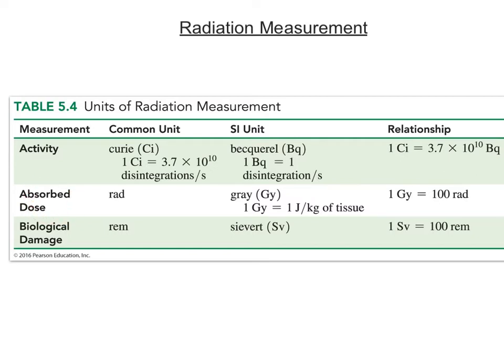The absorbed dose describes the amount of radiation absorbed by materials such as body tissue. The rad measures the radiation absorbed by a gram of body tissue. Gray is a larger unit that measures the absorbed dose in terms of joules of energy per kilogram of body tissue. 1 gray is equal to 100 rads.